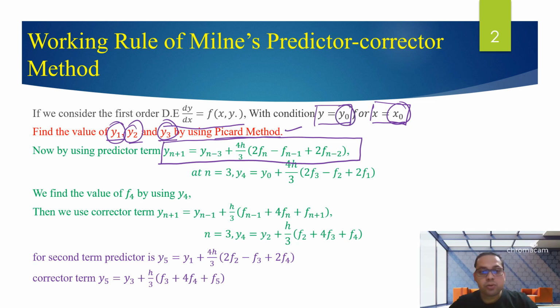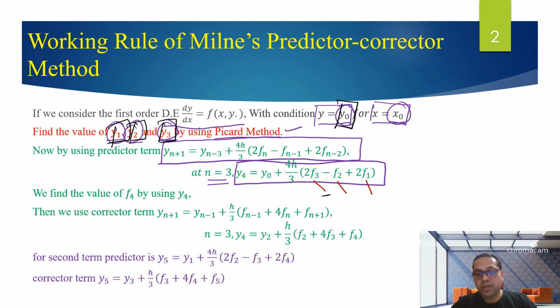when we replace n is equal to 3, we get the predicted value of y4, because the predictor formula requires the last three function terms, that is f3, f2 and f1. For these values we require y0, y1, y2 and y3. After substituting the values of y0, y1, y2 and y3, we will get the functions f3, f2 and f1. By using these terms we will get the value of y4.